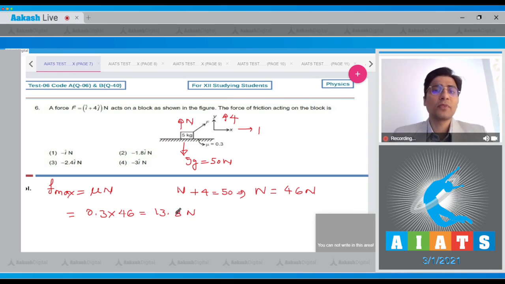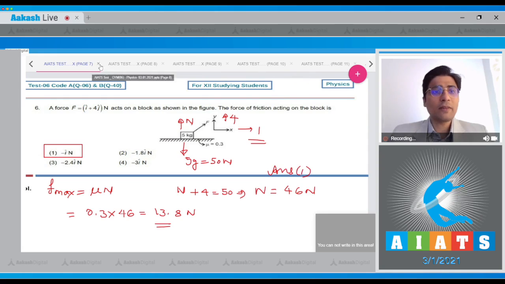13.8 Newton. Now we can clearly see that the maximum value of frictional force is much greater than the pulling force, that is 1 Newton, and hence the frictional force will be equal to 1 Newton opposite to the i direction. And hence for this question the correct answer is option number 1.